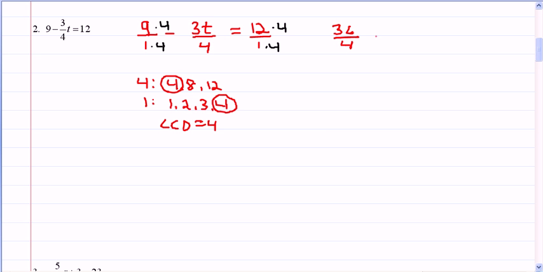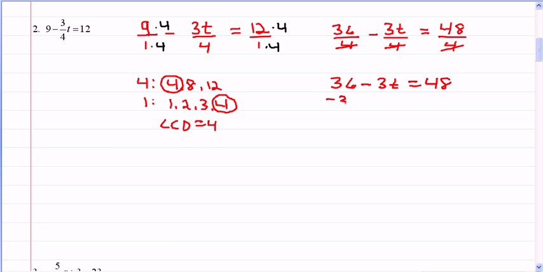So 36 over 4 minus 3t over 4 is equal to 48 over 4. The 4's cancel, and we have 36 minus 3t equals 48. And we just go ahead and solve for t. And t is equal to negative 4.